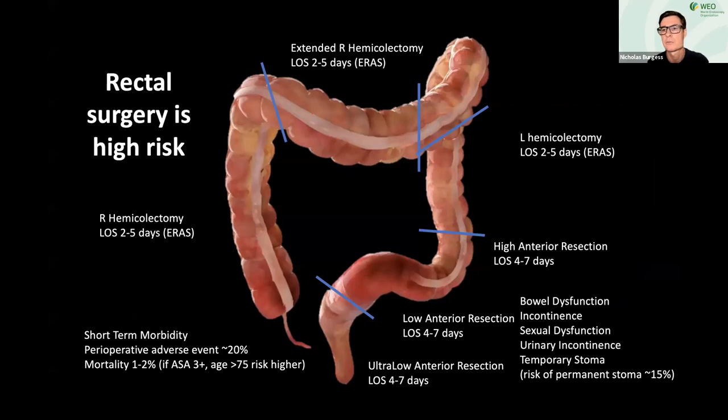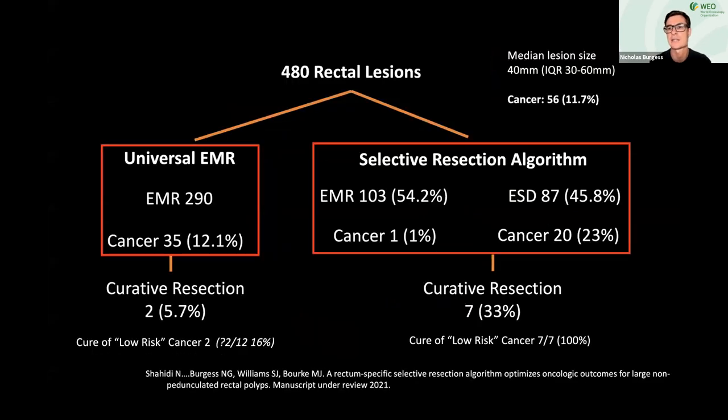We know that in the rectum, rectal surgery is high risk, and we want to make sure that we can resect and cure polyps in this area with a high risk of submucosal invasive cancer or evidence of superficial submucosal cancer. So it's important that we use an appropriate technique for a complete resection of these, and ESD is something we should consider.